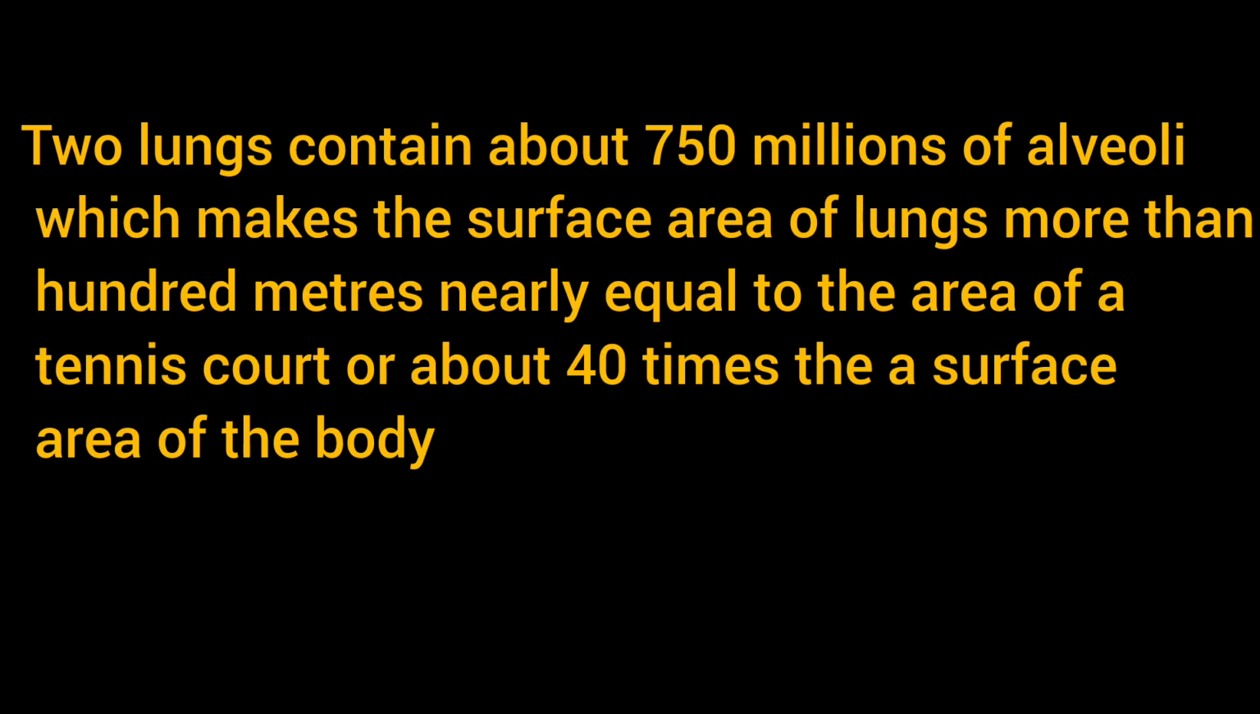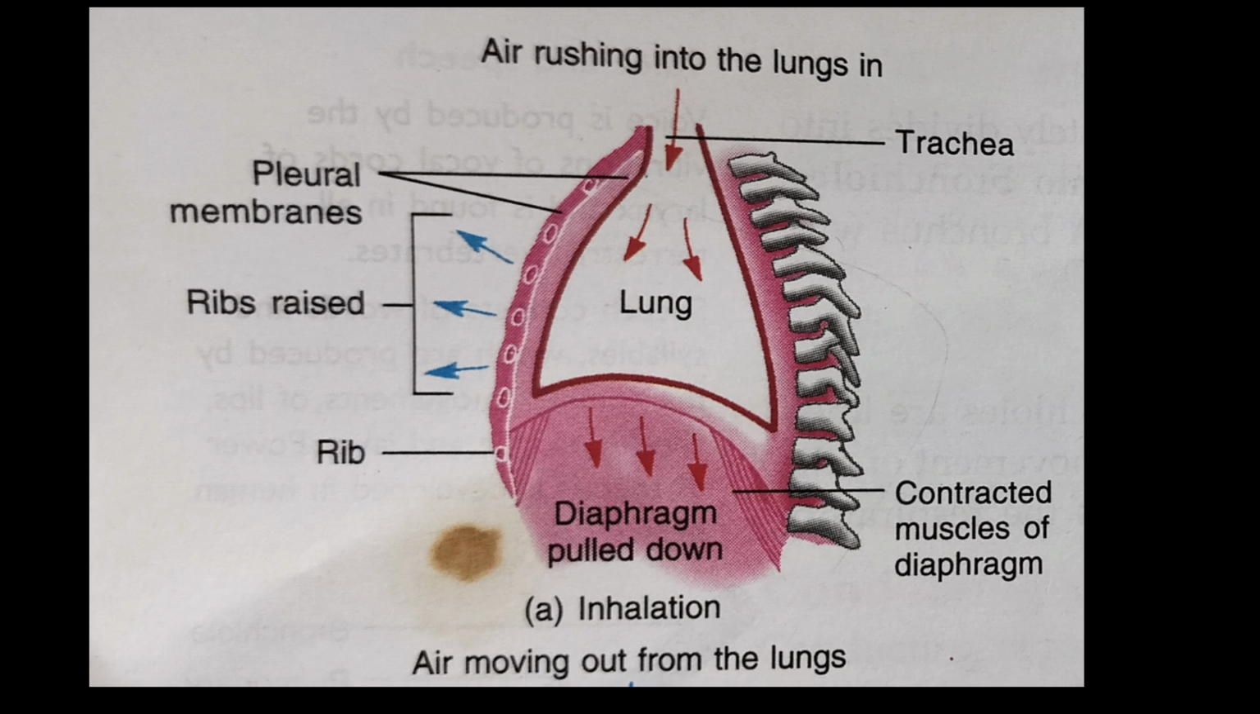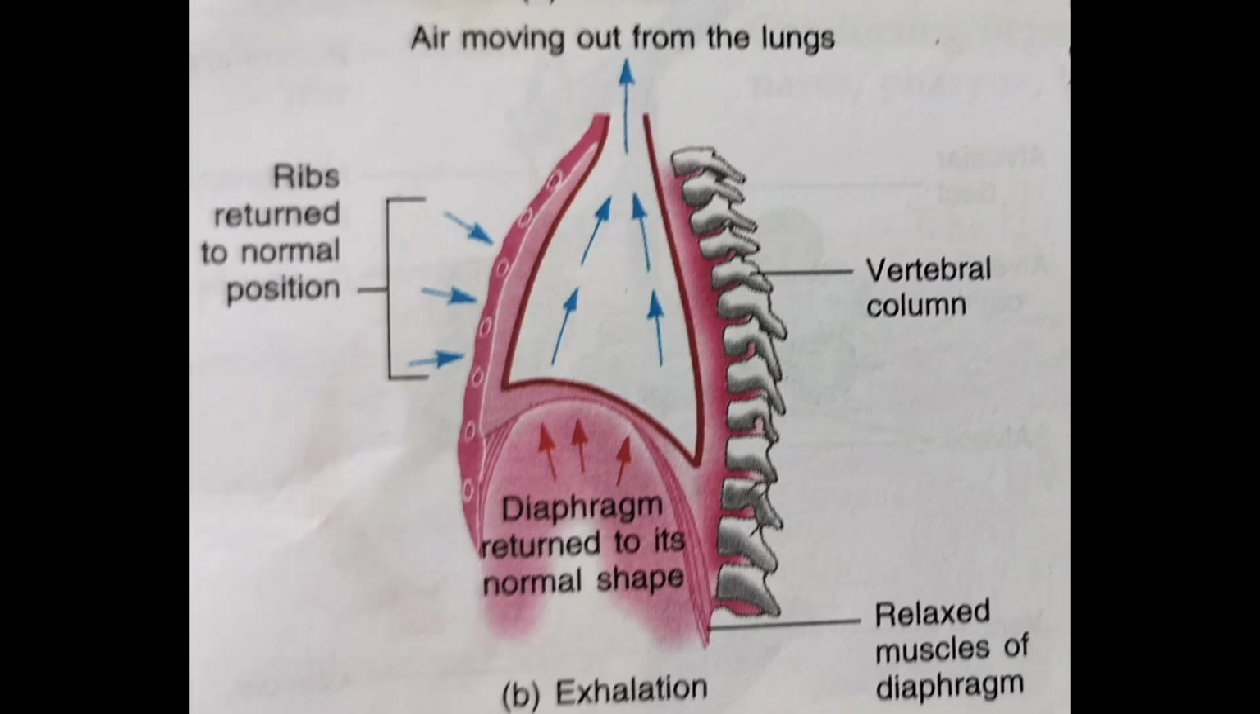Now, the lungs contain around 750 million alveoli, which makes the surface area of the lungs more than 100 square meters, nearly equal to the area of a tennis court, about 40 times the surface area of the body. Hence, this will help you understand the greater intake and exchange of gases, which you can study under the mechanism of breathing, inhalation and exhalation.